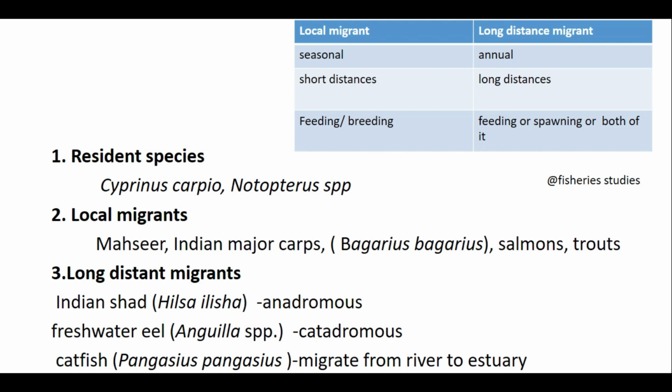What is the difference between local migrant and long distance migrant? Two major differences are there. Local migrants are seasonal and short distance. Long distance migrants are annual and they travel long distances.